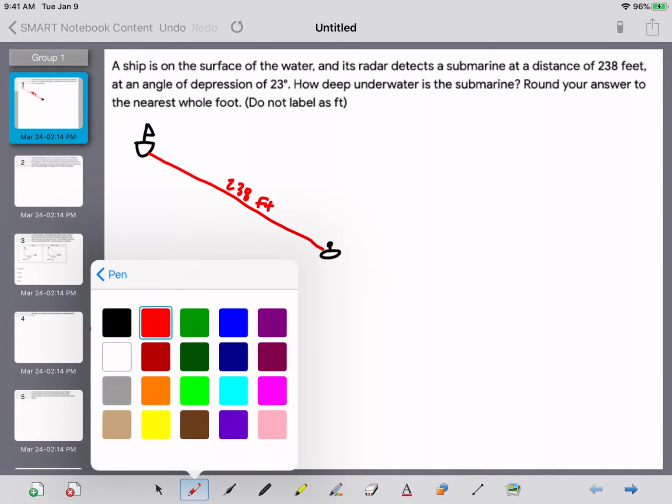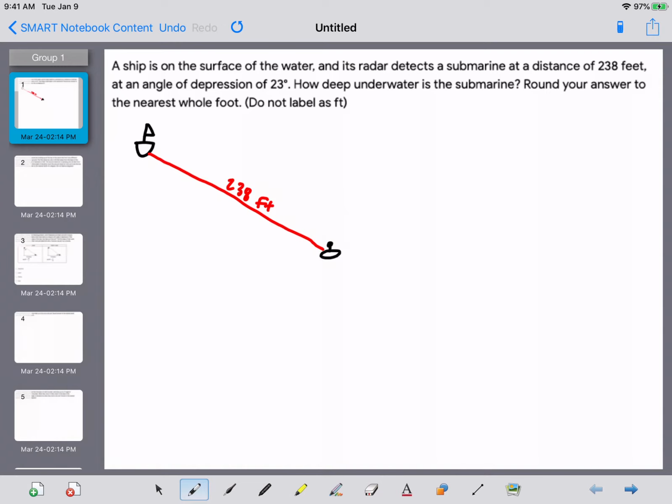All right, what we also know is that this angle right here, so an angle of depression is from the horizontal down. That angle is 23 degrees. So you can kind of see that if we drop the vertical and the horizontal here, we have a right triangle. And we're trying to find how deep underwater the submarine is, so we're actually trying to find that.